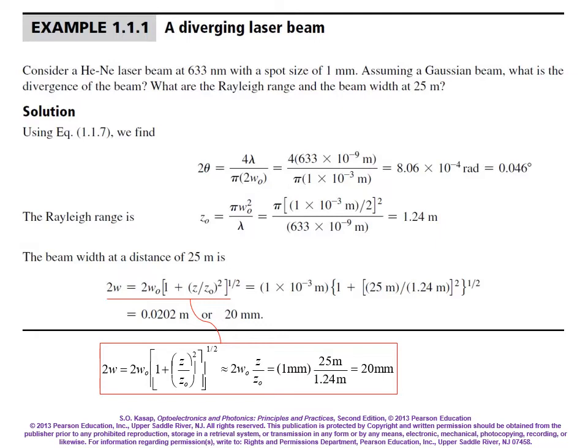So we know the equation of the far field divergence, 2 theta. We get the equation from there and put in all these parameters, and we will get the result in radians. Then if we convert to degrees, we get 0.046 degrees for 2 theta. And the Rayleigh length z naught, the range, is 1.24 meters. The beam width at a distance of 25 meters, we would get, is 2w equal to 20 millimeters. So we see that the higher the distance, the more the beam spreads. It is very much physically acceptable.